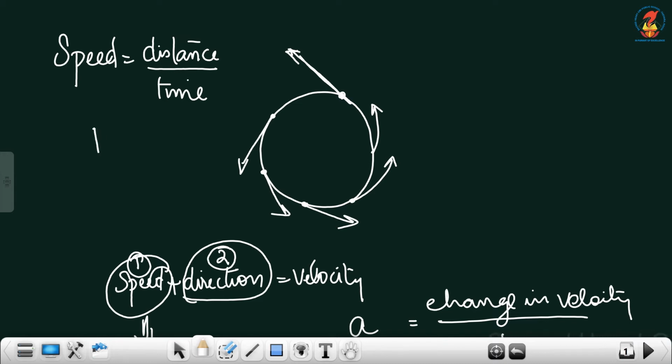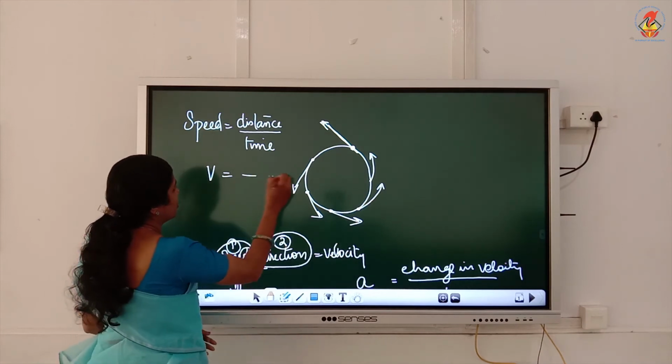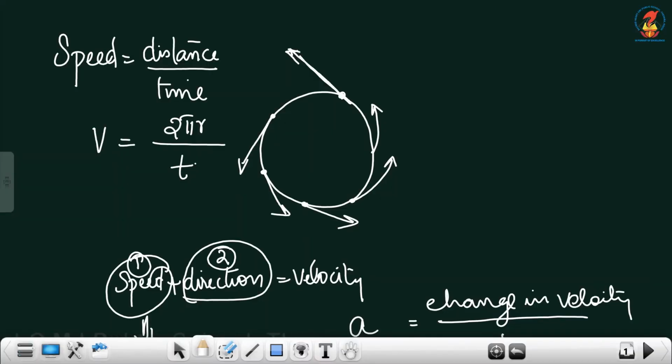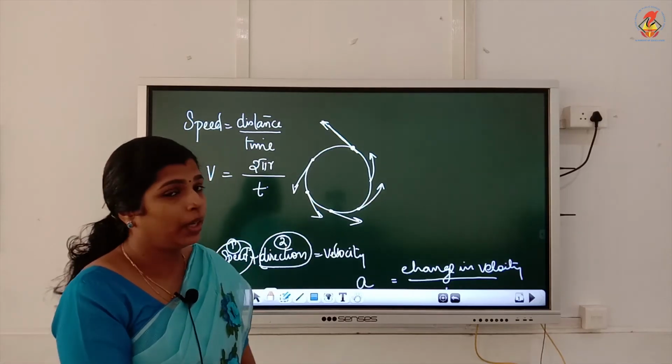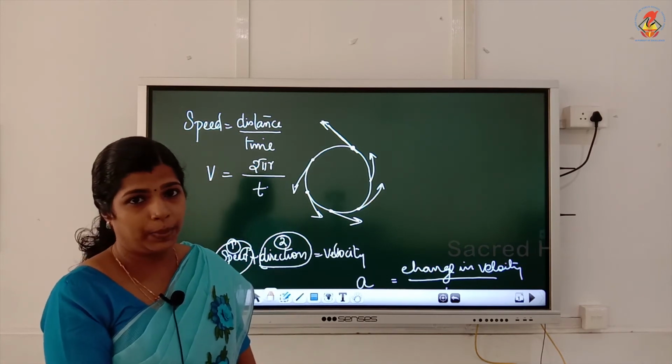Normally, we will represent the speed as v equal to distance by time. If an object is moving along a circular path, the distance is 2 pi r, that is the circumference of the circle. So, v equal to 2 pi r by t. That is the equation to find the speed of an object moving in a circular path, where r is the radius of the circular path.